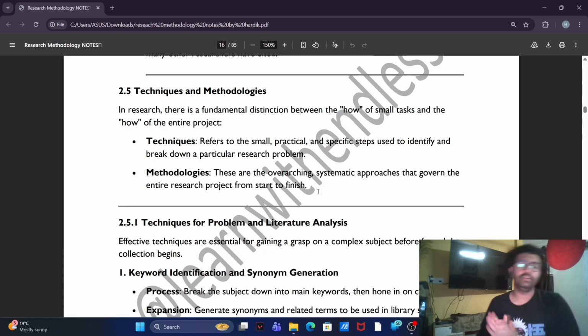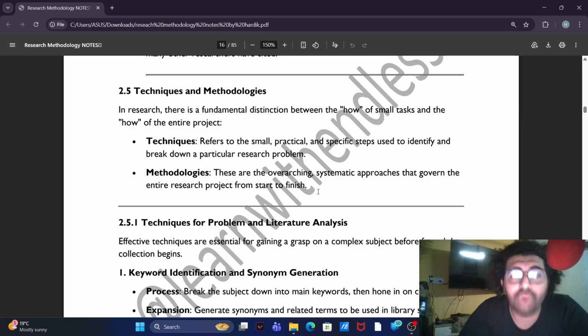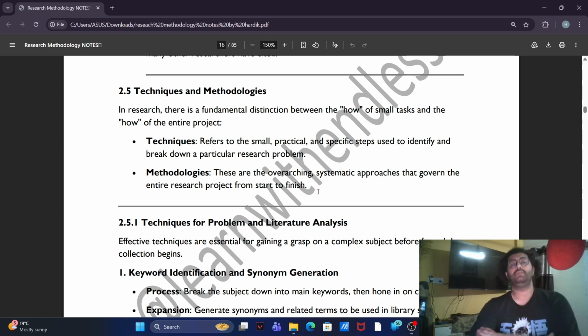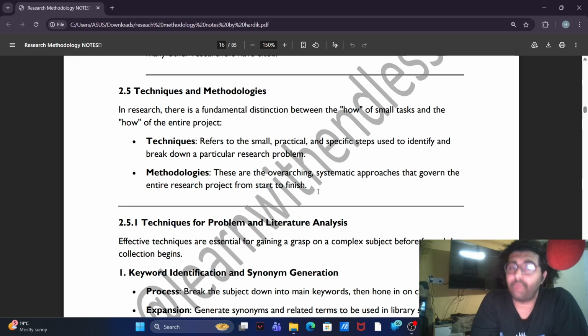Let's go to the new topic: techniques and methodology. In research, there is a fundamental distinction between the how of the small tasks and the how of the entire project. Techniques refers to the small, practical, and specific steps used to identify and break down a particular research problem. Methodologies are the overarching systematic approaches that govern the entire research project from start to finish.